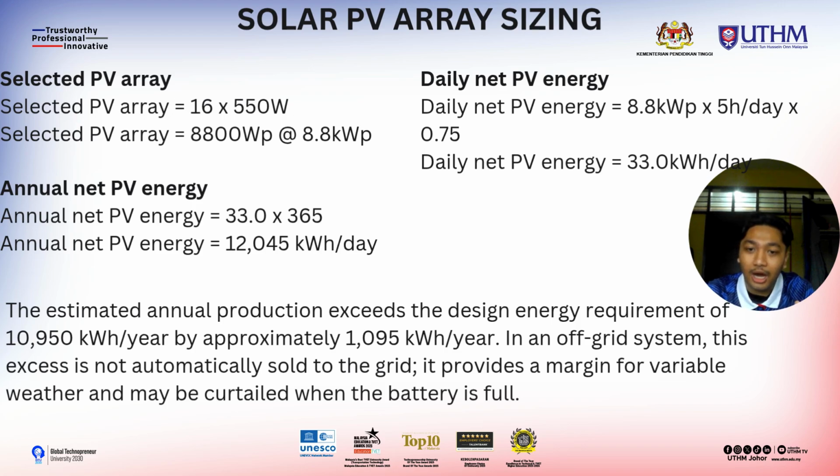So we calculate our annual net PV energy. The value of 33 kilowatt hours per day, we multiply by 365 days in a year. So the annual net PV energy we get is 12,045 kilowatt hours per year. The estimated annual production exceeds the design energy requirement of 10,950 kilowatt hours per year by approximately 1,095 kilowatt hours per year.